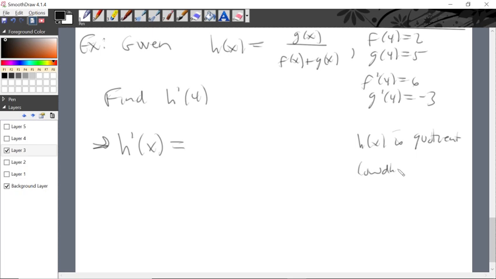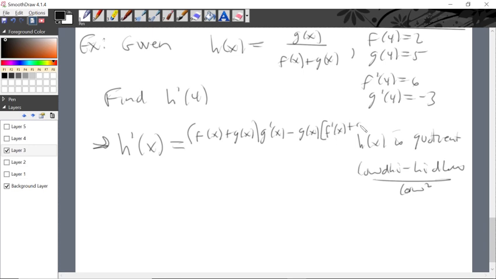So low d high minus high d low. Don't forget the square below. Starting with the low, which is f of x plus g of x, times d high, so that's g prime of x, minus the high, which is g of x, d low. We're taking the derivative of f of x plus g of x. By the sum rule, that means we can take f prime of x plus g prime of x. And then the denominator is f of x plus g of x quantity squared.